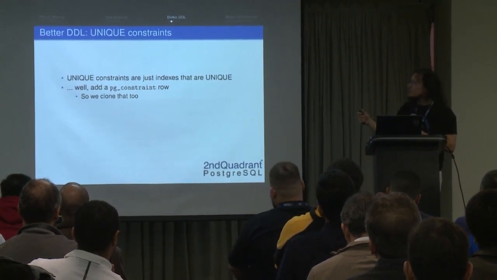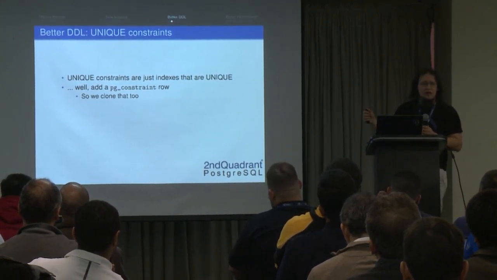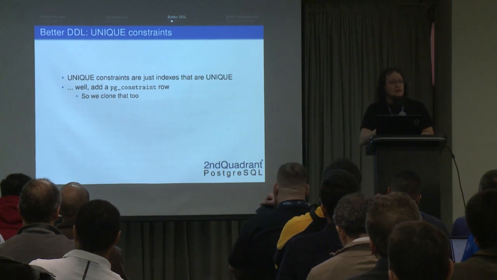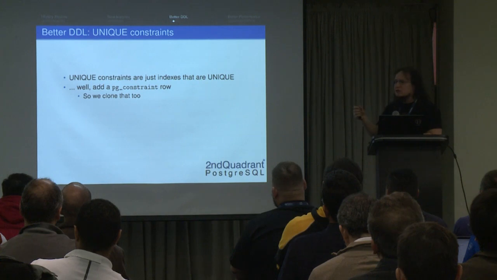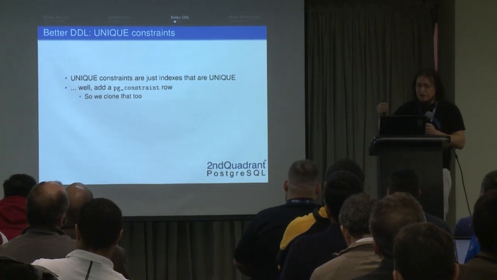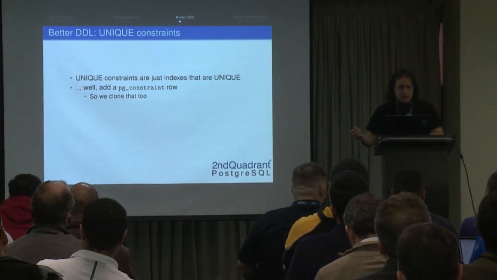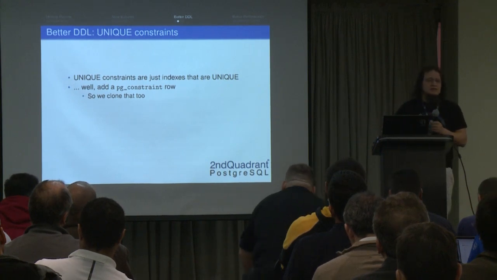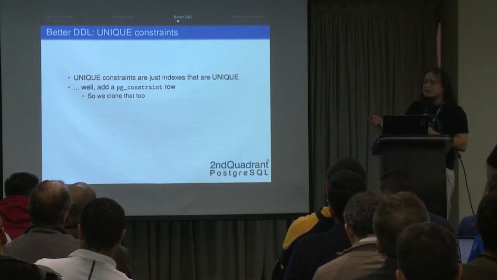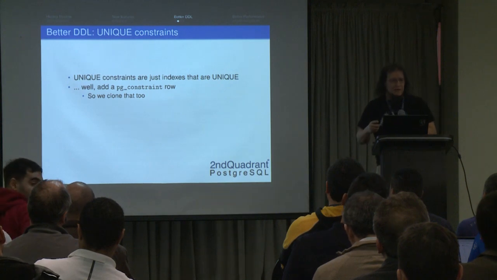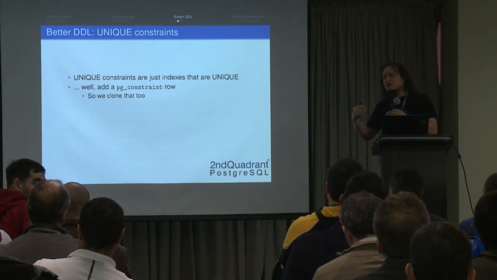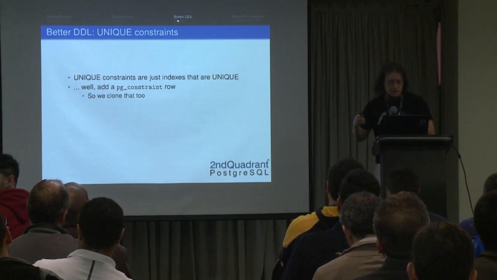But another thing that you can do with indexes, in particular B-tree indexes, is that you can declare them unique. So you can now have unique constraints on partition tables. This is very cool, because if you have unique indexes, you can have primary keys. A unique index is just a regular index that is declared unique. But we need to add a pg_constraint row for internal reasons. So we clone that row when creating the constraint, and we clone that row when a new partition is created and gets the new index.